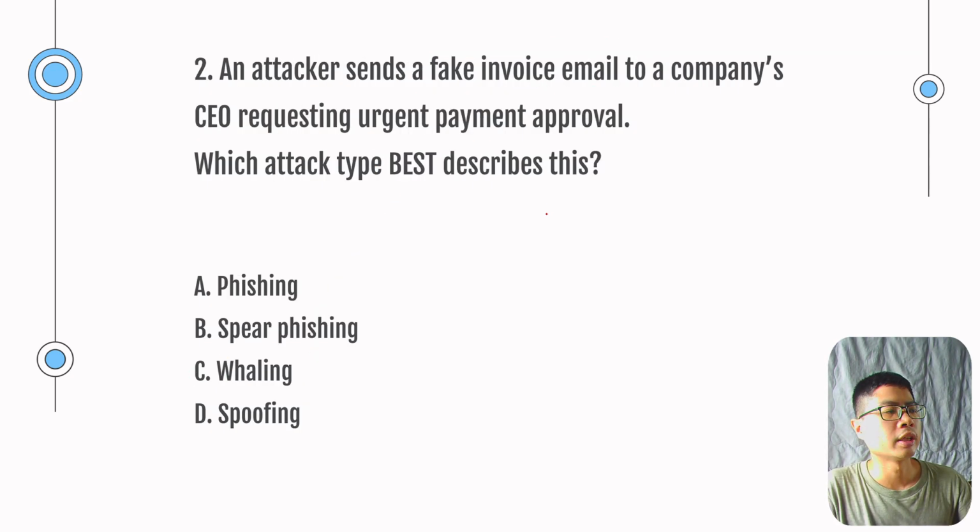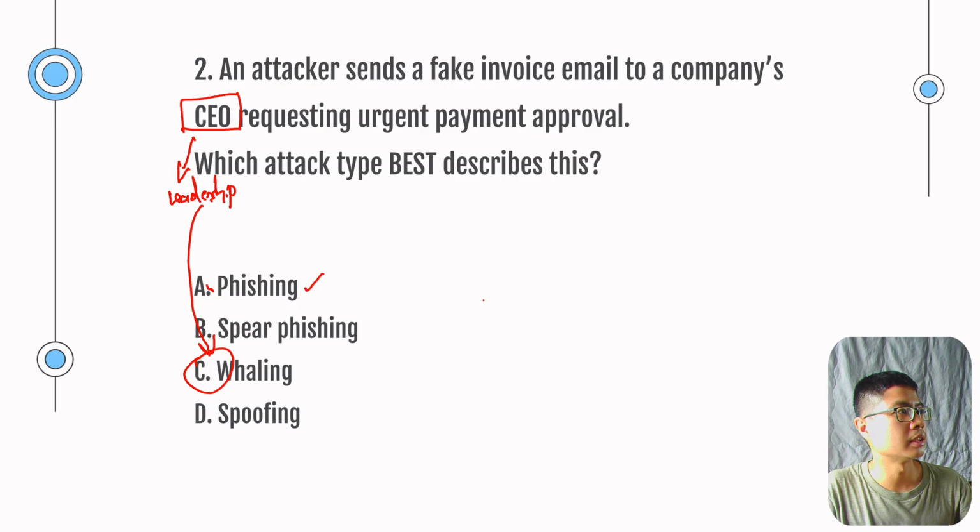Okay, question 2. An attacker sends a fake invoice email to a company CEO requesting urgent payment approval. Which attack best describes this? So this is definitely phishing, but is there a more specific one that we can map to this kind of attack? So again, this is a CEO, the company's leadership, and so this is an example of whaling, so catching the big fishes here. So the answer for this would be C.